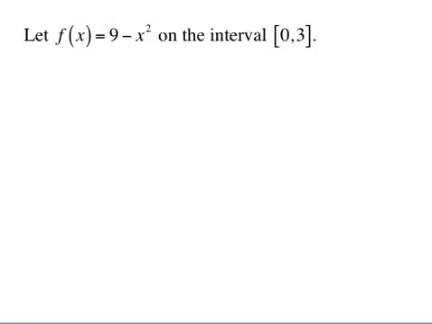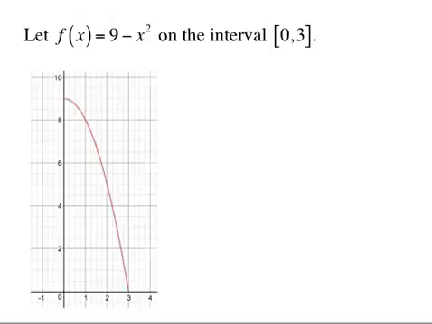We're going to look at the function f of x is 9 minus x squared on the interval from 0 to 3, and it looks like this. You want to find out what the area under the curve is. That will be the integral from 0 to 3 of this function. That's going to be the first part of our discussion.